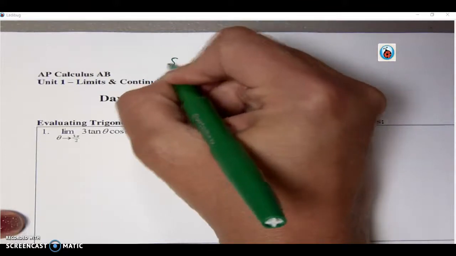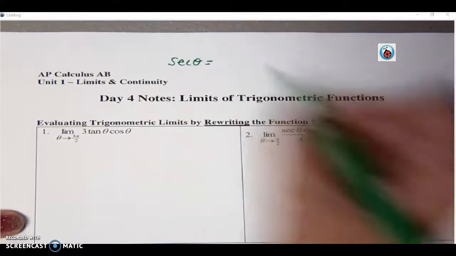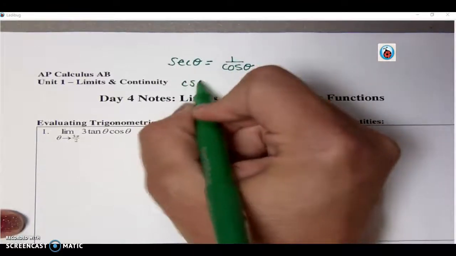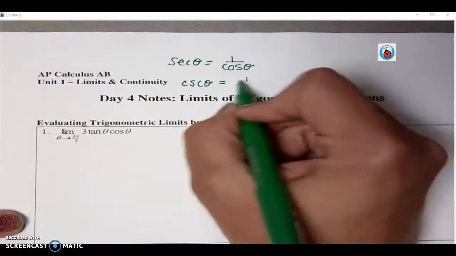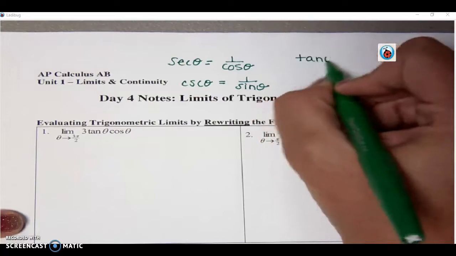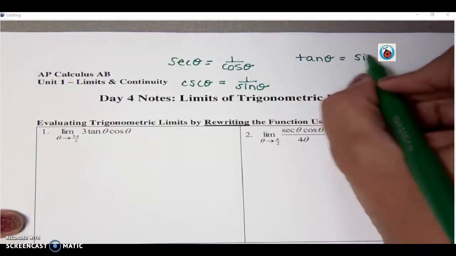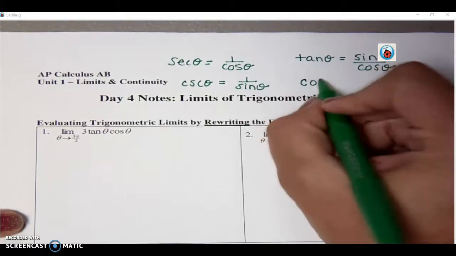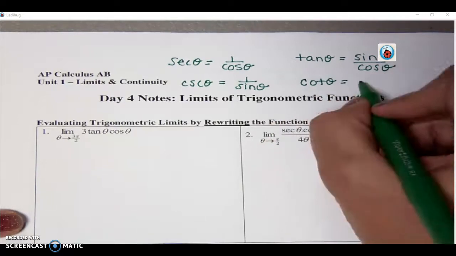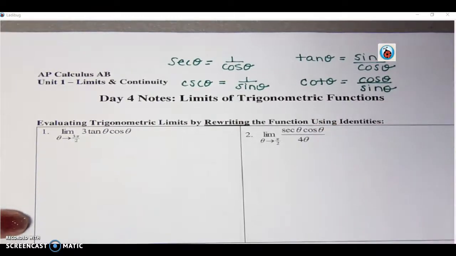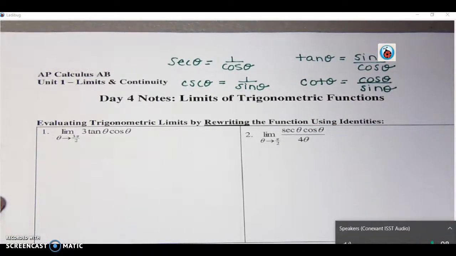So remember, secant theta is equal to 1 over cosine theta. Cosecant theta is equal to 1 over sine theta. Tangent theta is equal to sine theta over cosine theta. And cotangent theta is equal to cosine theta over sine theta. So when we're using limits of trig functions, we're going to be using some of these today.